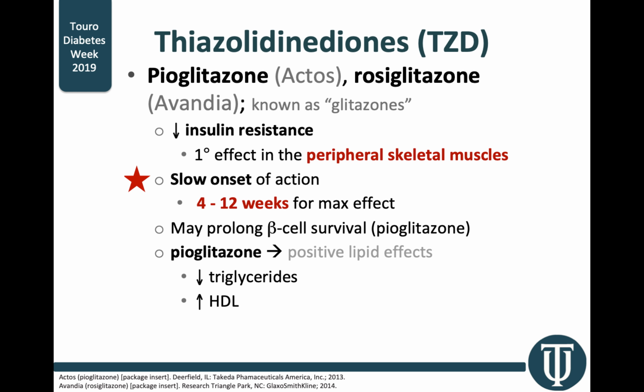So there are 2 agents in this class. The first is pioglitazone. Also, the brand name is Actos. And the second agent is rosiglitazone. The brand name is Avandia. So as I mentioned earlier, they help reduce insulin resistance, and specifically in the peripheral skeletal muscle. And this is very important. The next point is very important to share with your patient.